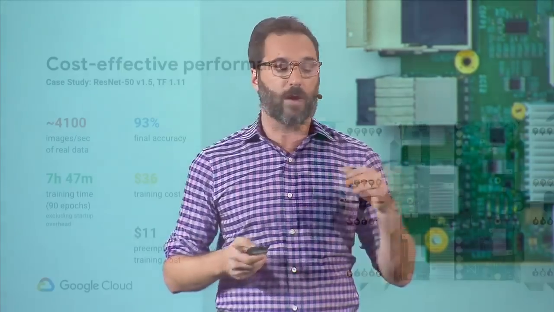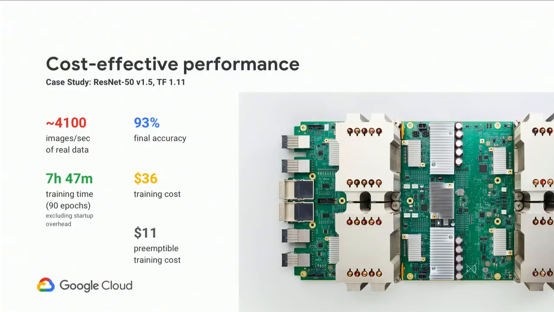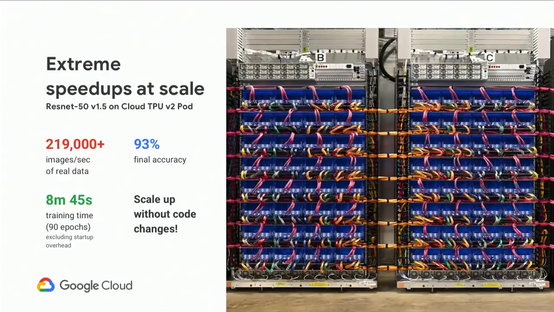To show you what this actually means, all this performance, with a TPU running against a very standard workflow, ResNet 50, you're able to process 4,100 images per second, get to 93% accuracy, and using those preemptible VMs I mentioned earlier, at just $11 in training cost. And it scales all the way up. Without changing anything about your code or the way you deploy, if you take that exact same ResNet and push it to TPU pod, you'll have to change your hyperparameters, but other than that, you're able to get to 219,000 images per second, same level of accuracy, under 9 minutes in training time.